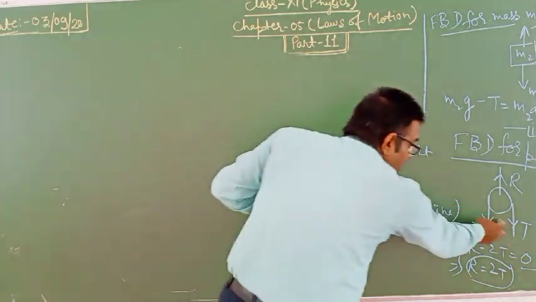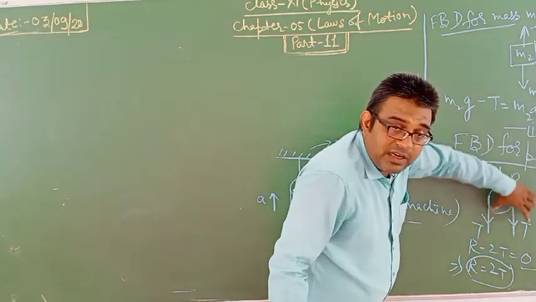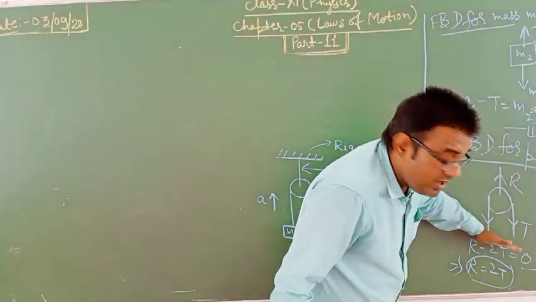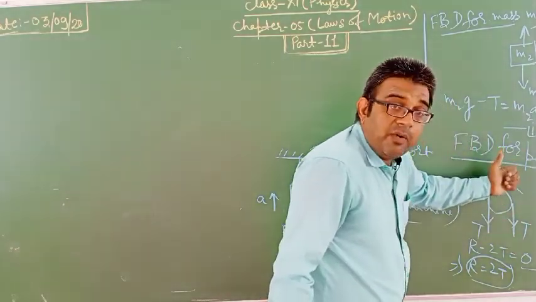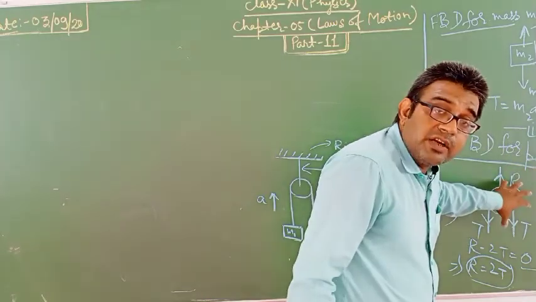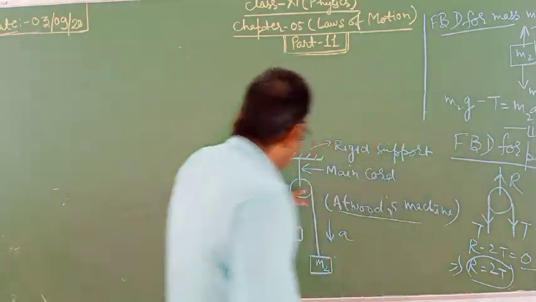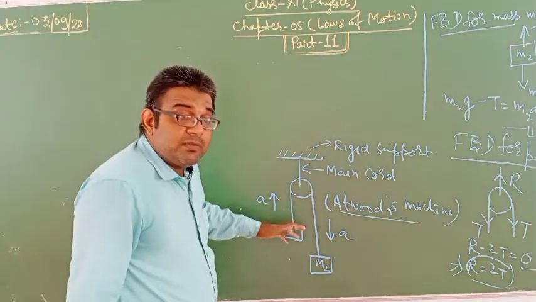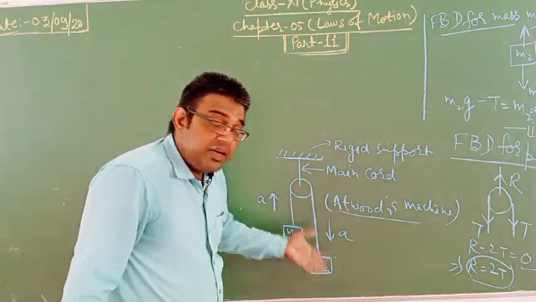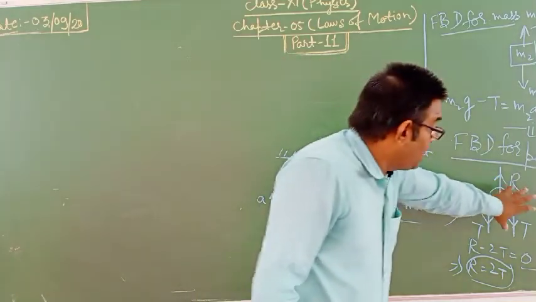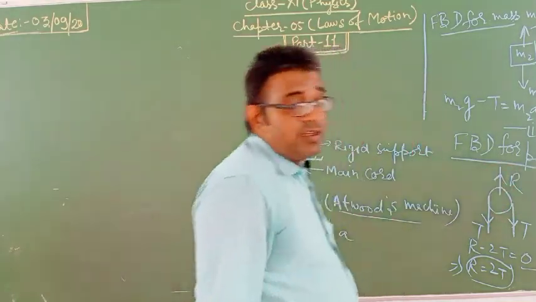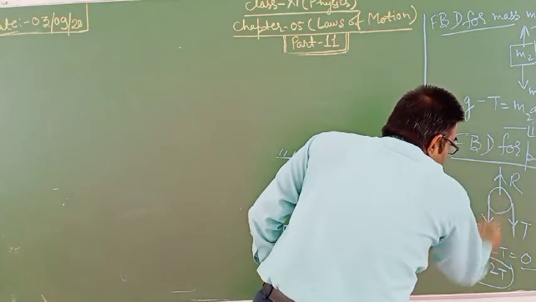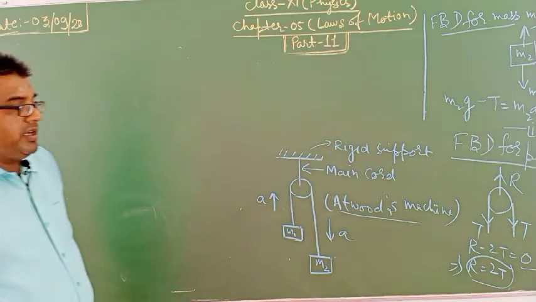Here we have to consider the weight of the string, and for that we treat the tensions as acting in the downward direction and the normal reaction in the upward direction. If we are drawing the free body diagram for the pulley, there is no need to consider the forces acting due to masses M1 and M2. We have to treat the pulley as separate. Clear, students? So we consider the tensions in the downward direction and the normal reaction in the upward direction.